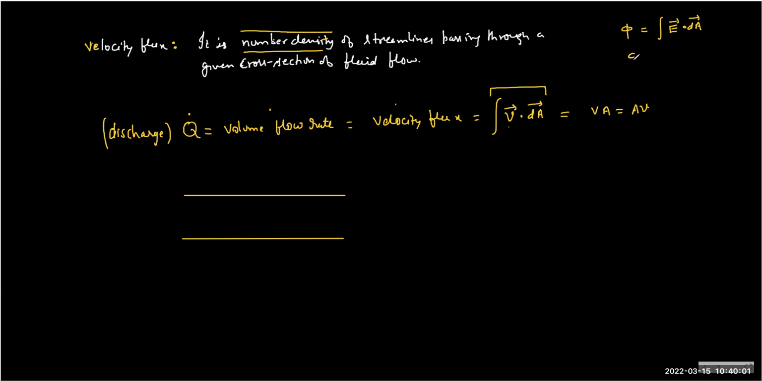It can be electric field, so we say electric flux. If you change the field to magnetic field, we call it magnetic flux. If you change the field to gravity, we call it gravity flux. And here we have the velocity flux, so we write V dot dA. You can see there is a pattern which you can easily identify and understand.